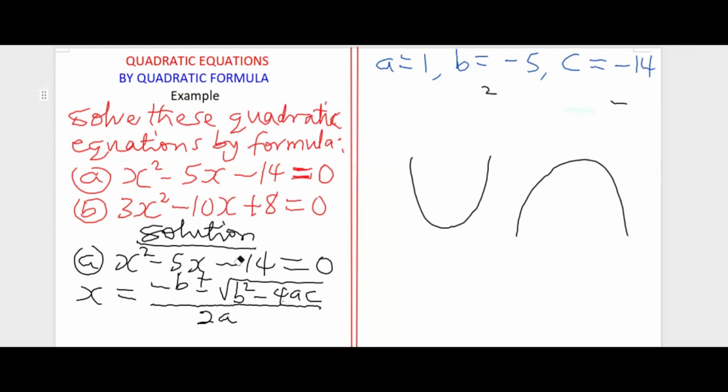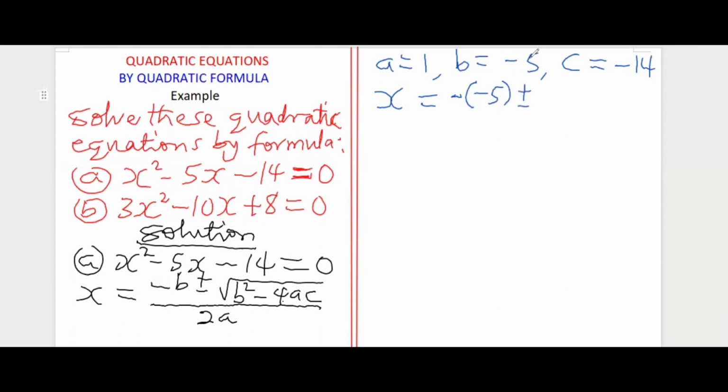So all we do is to substitute appropriately in the formula, then we simplify down to get the value for x. So now x equals minus b. Unfortunately, b itself is another negative value, that is minus 5, plus or minus the square root of b squared, that is negative 5 squared, minus 4a, that is 4 times 1 times c, negative 14.